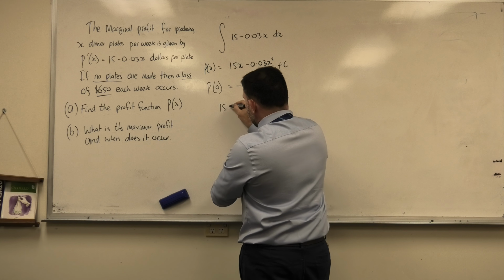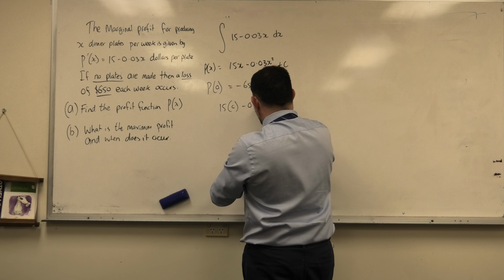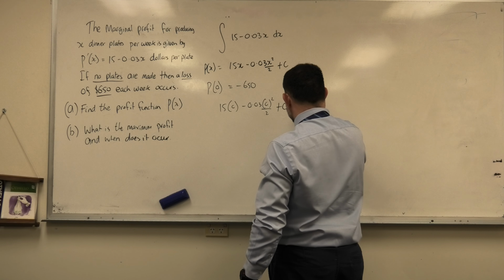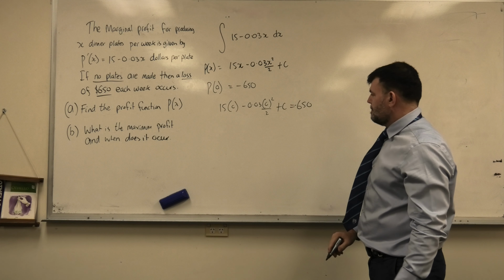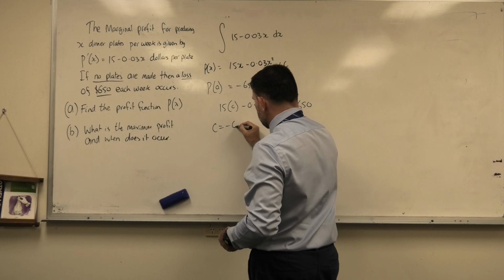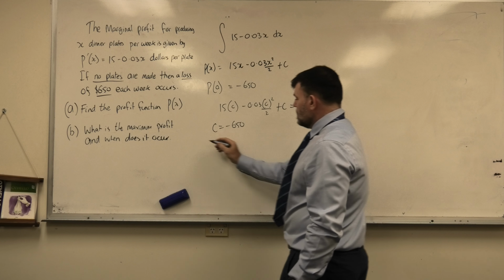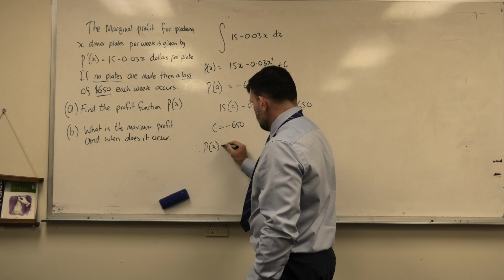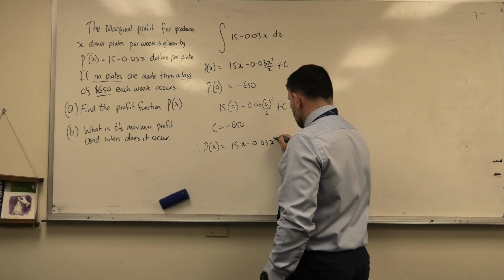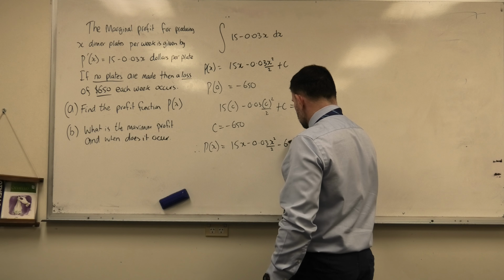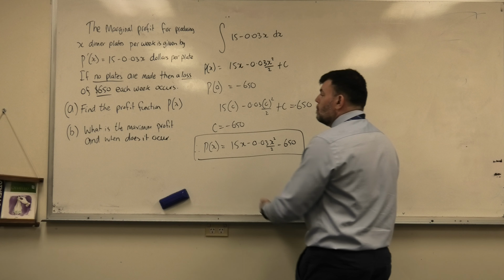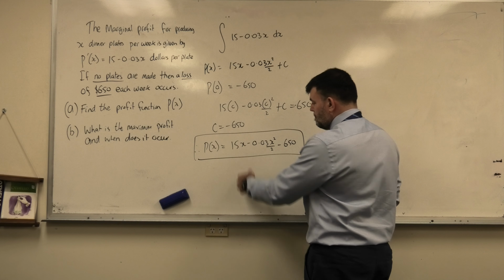So I would have 15 times 0 minus 0.03 times 0 squared over 2 plus C is equal to negative 650. Well, that's going to give me 0, that's going to give me 0, so therefore C is going to give me negative 650. So my final answer for P of x now is equal to 15x minus 0.03x squared over 2 minus 650. So there is my function for the profit in terms of the plates.